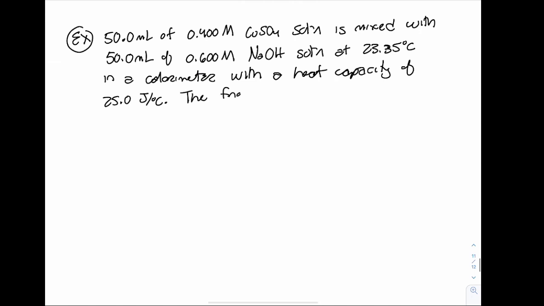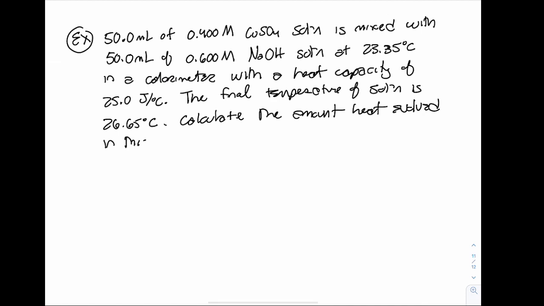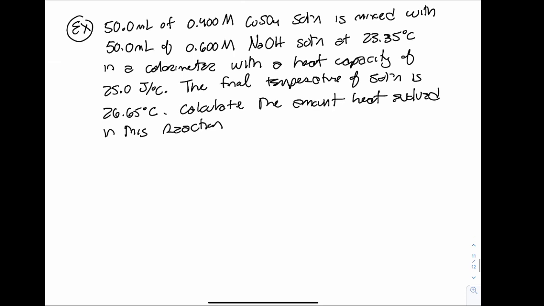The final temperature of the solution is 26.65 degrees Celsius, and we're going to calculate the amount of heat evolved, which just means given off, in this reaction. We do need a little bit more.